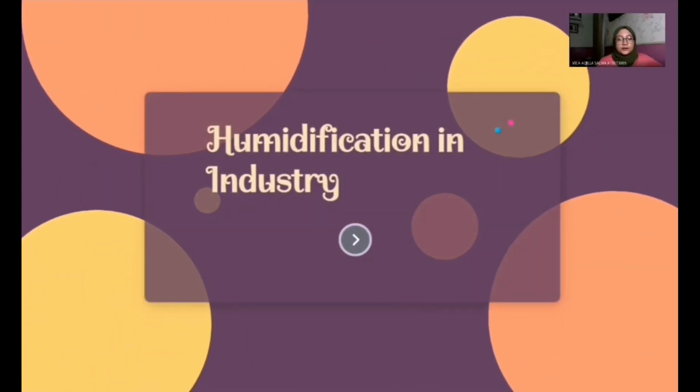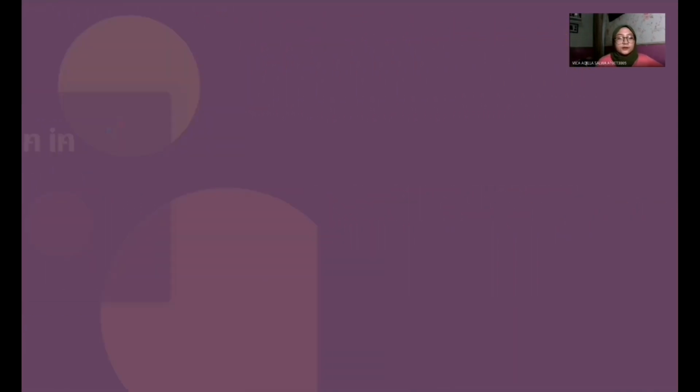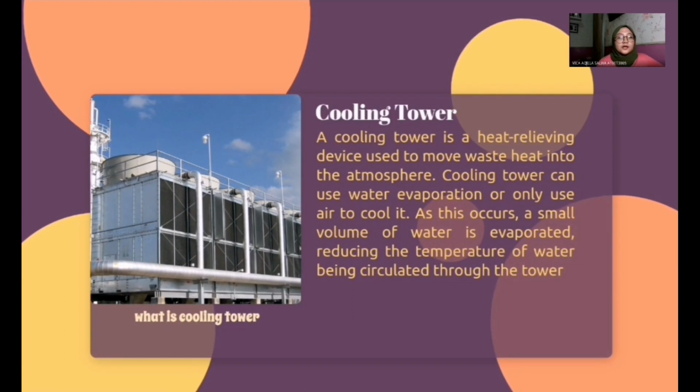Humidification in industry. For this section, I'll take the cooling tower as the humidification application in industry. What is a cooling tower? A cooling tower is a heat-relieving device used to move waste heat into the atmosphere. A cooling tower can use water evaporation or only use air to cool. As this occurs, a small volume of water is evaporated, reducing the temperature of the water being circulated through the tower.